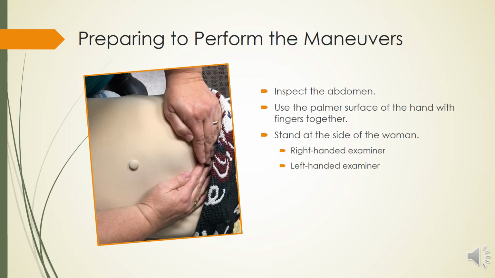While you're getting ready to begin, inspect the abdomen for bulges, fetal movement, and also look for the long axis of the fetus. Can you tell where the long axis of the fetus is located just by looking at the abdomen? Be sure to use the palmar surface of the hand with your fingers together and use gentle but firm pressure. If you're right-handed, you should stand at the woman's right side. However, if you're left-handed, you should stand on the woman's left side.